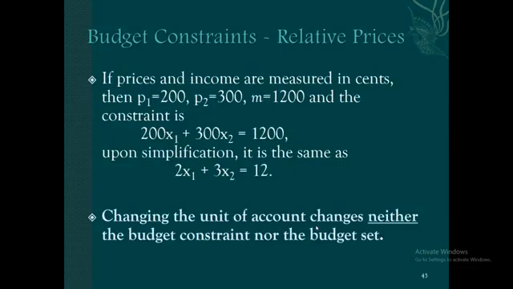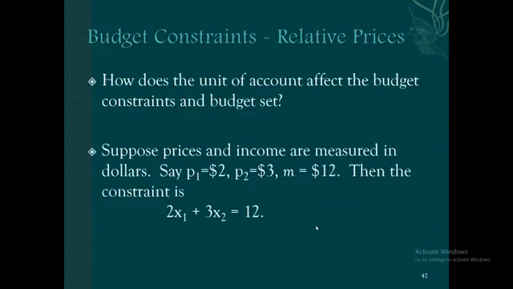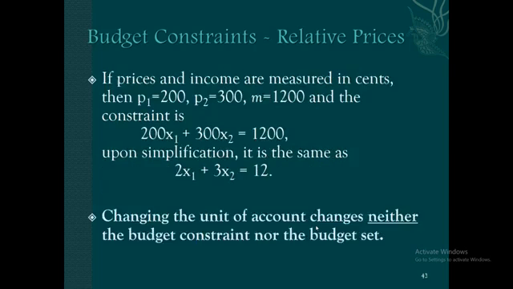Okay. So, how does the unit of account affect the budget constraint and the budget set? Again, this is another set of questions. Suppose price and income are measured in dollars. Say P1 is equal to $2 and P2 is equal to $3. M is your actual disposable income, 12. Then the constraint is 2x1 plus 3x2, which is equal to 12.